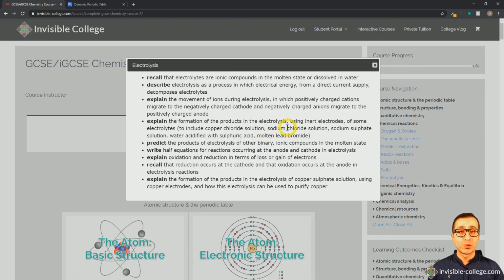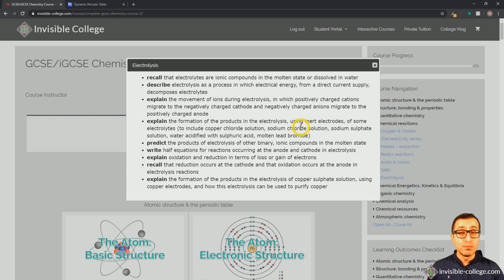So in this lesson we need to look in more detail at electrolysis. It's something that we've encountered in previous lessons, but in this lesson we're going to be expanding upon what we've already talked about. So firstly, recall that electrolytes are ionic compounds either in the molten or liquid state or in the aqueous state, dissolved in water. We need to describe electrolysis as a process where electrical energy from a direct current power supply is used to split apart a compound into its elements. So in other words, what we're dealing with here, as far as chemistry is concerned, is a decomposition reaction.